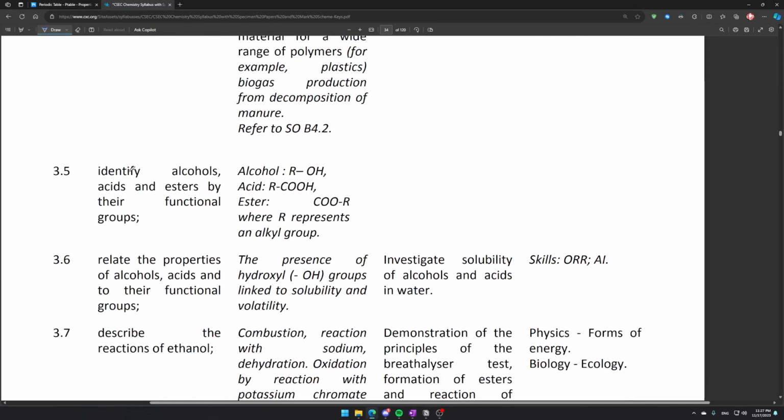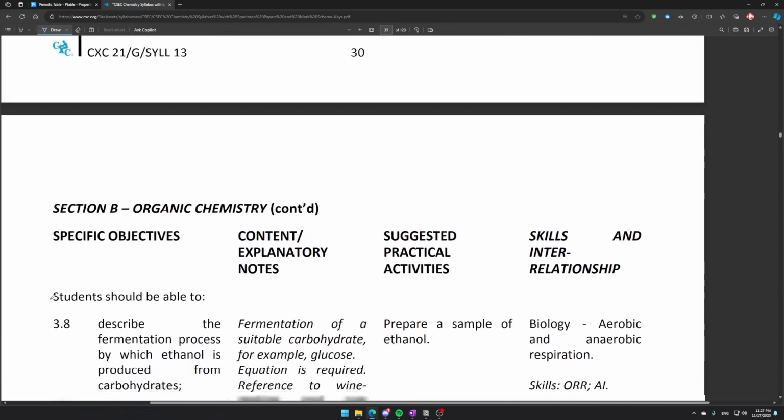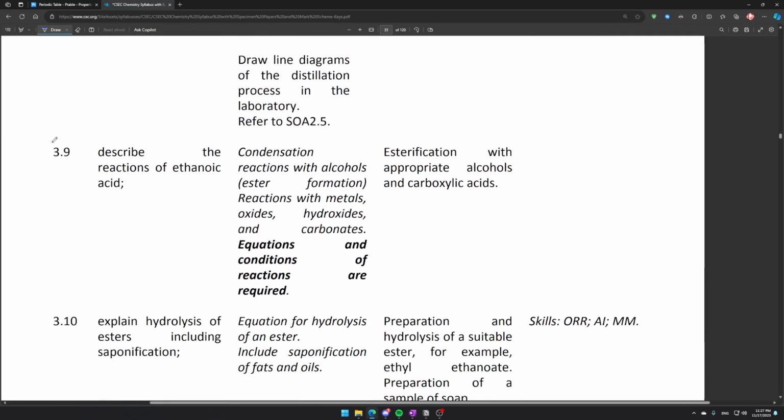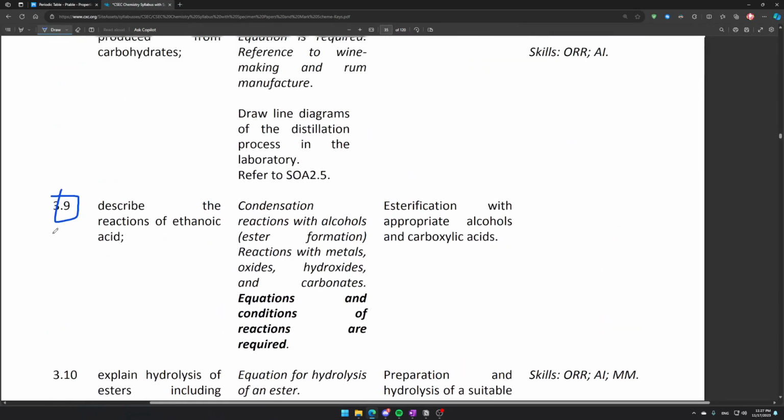And tomorrow, well, in the next organic thing, we'll go over 3.5, 3.6, 3.7, 3.8, 3.9, and then everything else we'll do in another one.